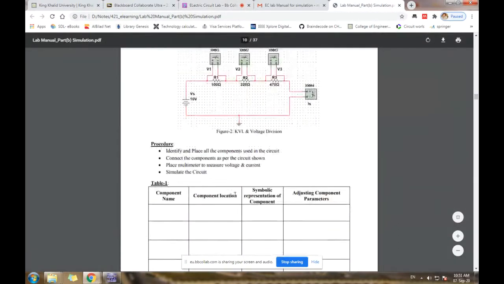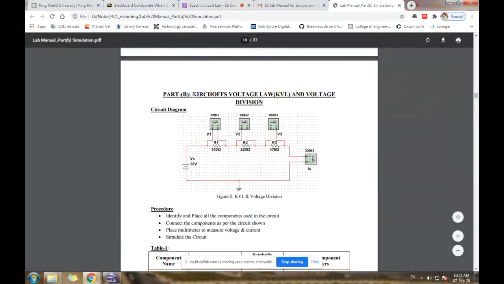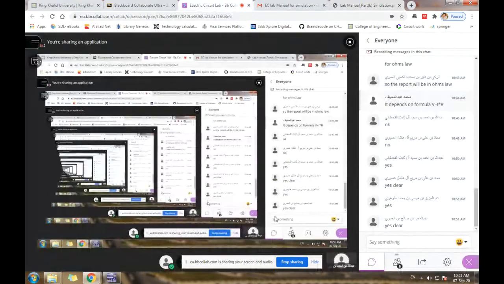So in here, do you know what is Kirchhoff's voltage law? What is KVL? Can anyone tell me the answer? What is KVL? Kirchhoff's voltage law.